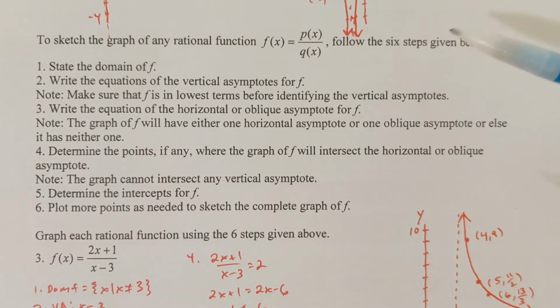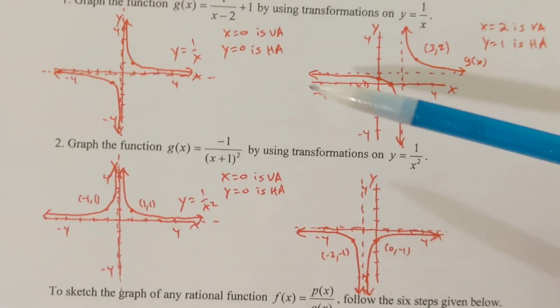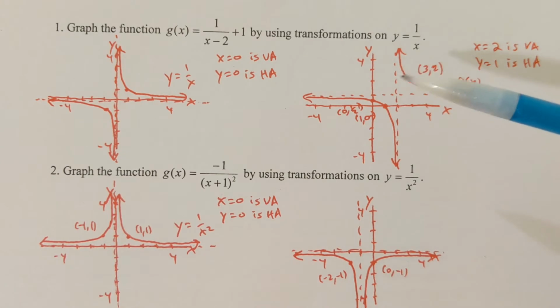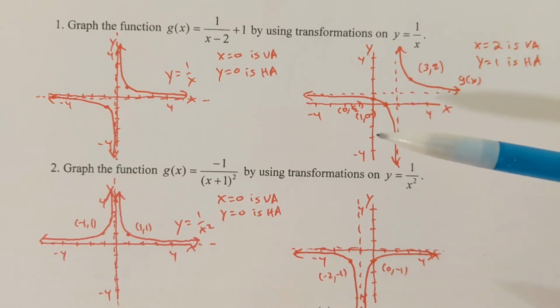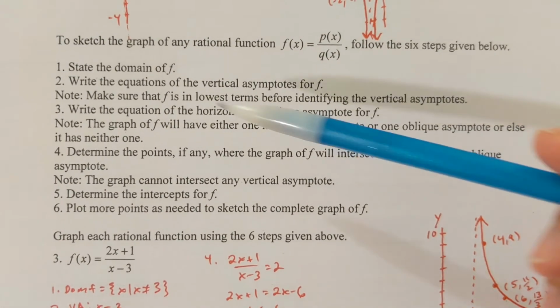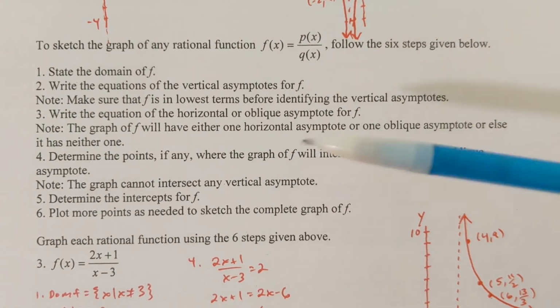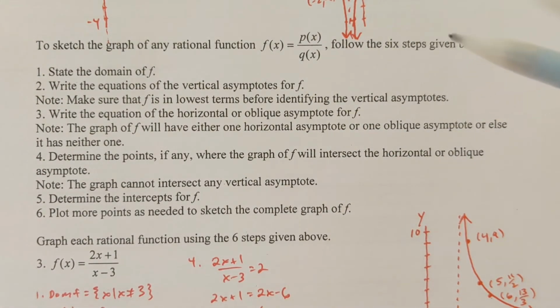To sketch the graph of any rational function f of x equals p of x over q of x, follow the 6 steps below. By the way, the majority of information is not going to be over transformations. Transformations are nice to know, but quite honestly, I think this list of 6 steps is going to come in more handy to us.